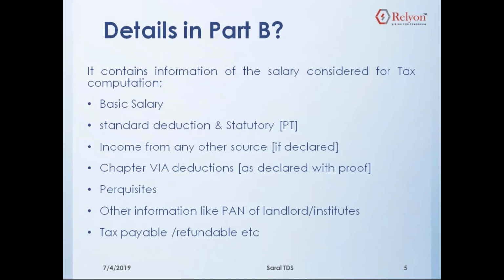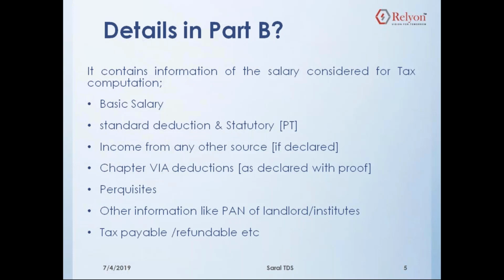One more important point is that after perquisites, we can see other information like the PAN of the landlord or institution. Landlord means the owner; institution is the bank. If my rent paid crosses more than 1 lakh a year, then the owner PAN is mandatory. If I consider the owner PAN, then the complete rent paid details will be considered under my HRA calculation.